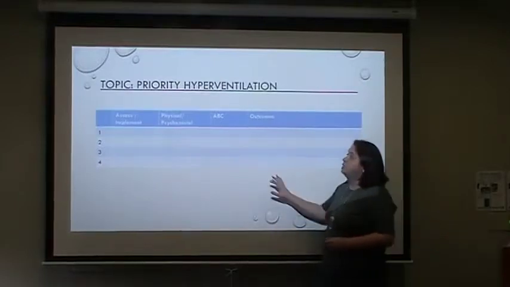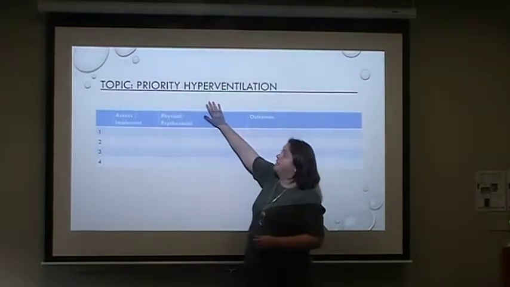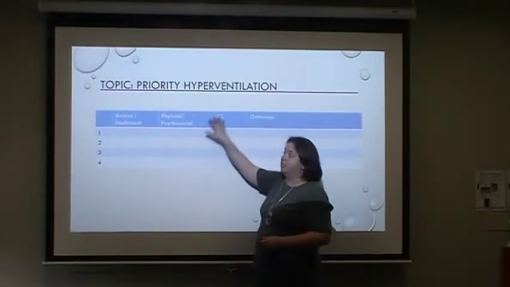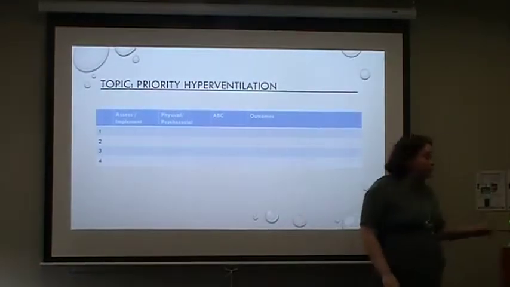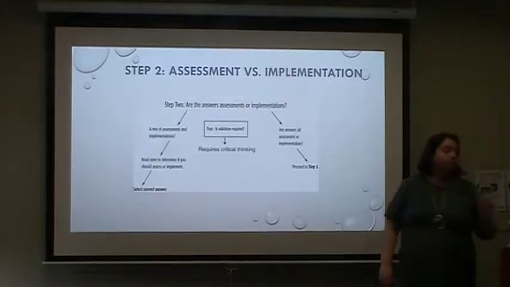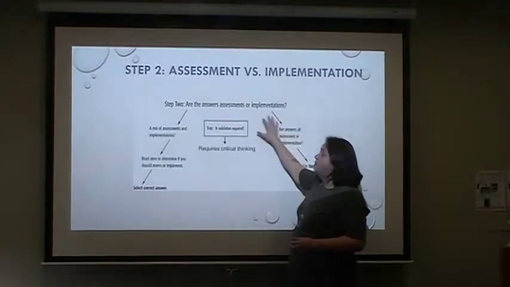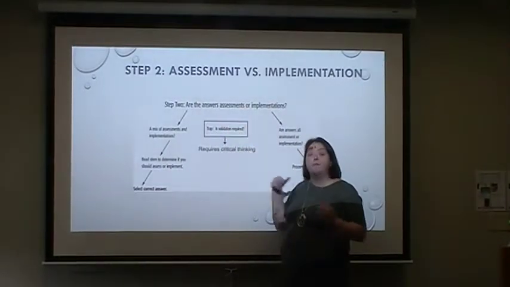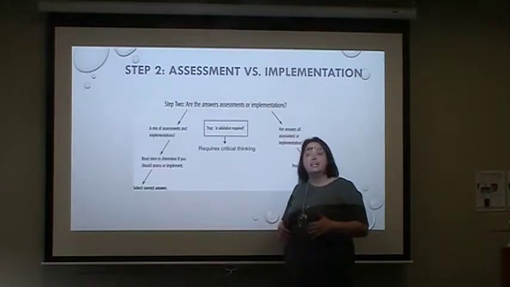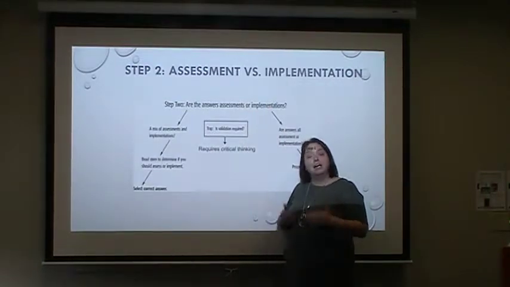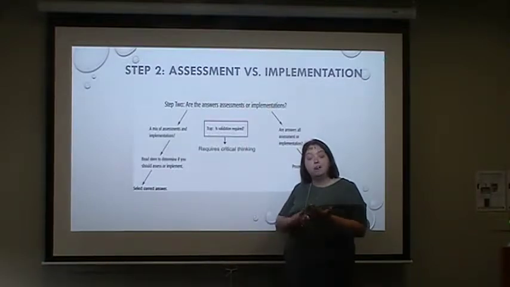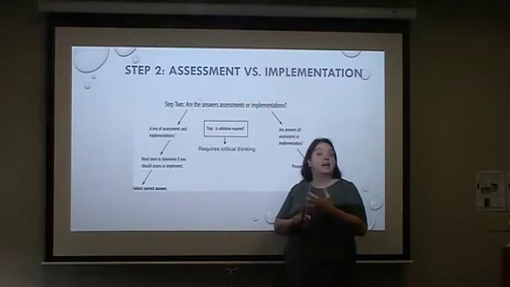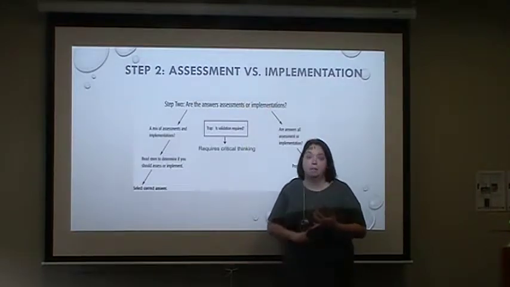What I would do at this point in the chart is I would write topic priority hyperventilation. And now I know that I need to move on to assessment or implementation. So when do I assess? I want to make sure of a couple of different things. Remember, an assessment is anything you're going to gain information from, but it has to be a valid assessment. So when you're thinking about a valid assessment, you have to make sure it makes sense for your topic, and you also have to make sure that it provides you with new information.